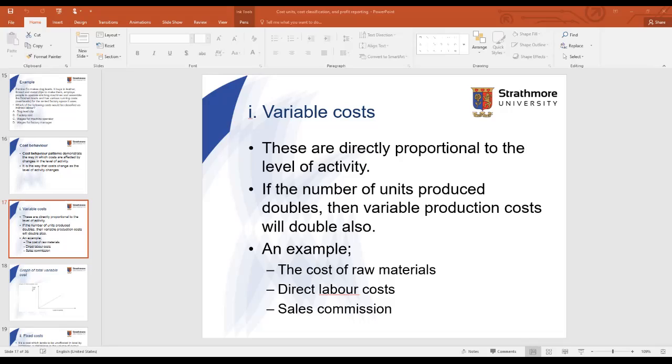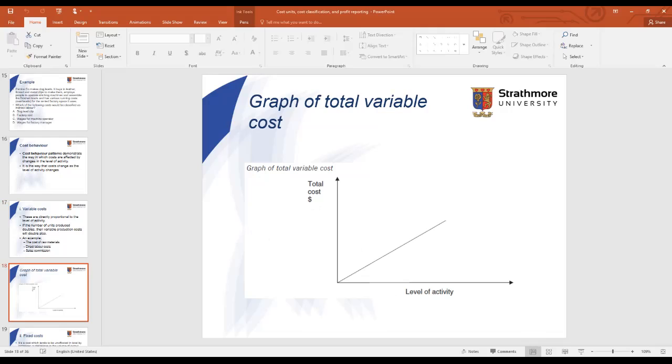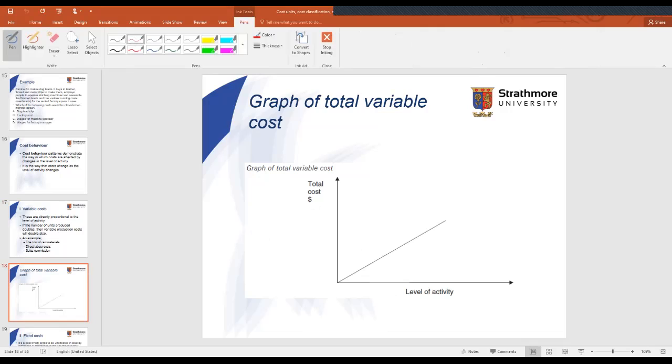And we did an example, so this is how the graph will be like: as we increase the level of activity, these are the units, as we produce more or sell more units, the cost will be increasing. The gradient more or less is going to remain constant from the beginning until the end, the gradient remains the same. Generally, do not forget the material cost per unit, for example.